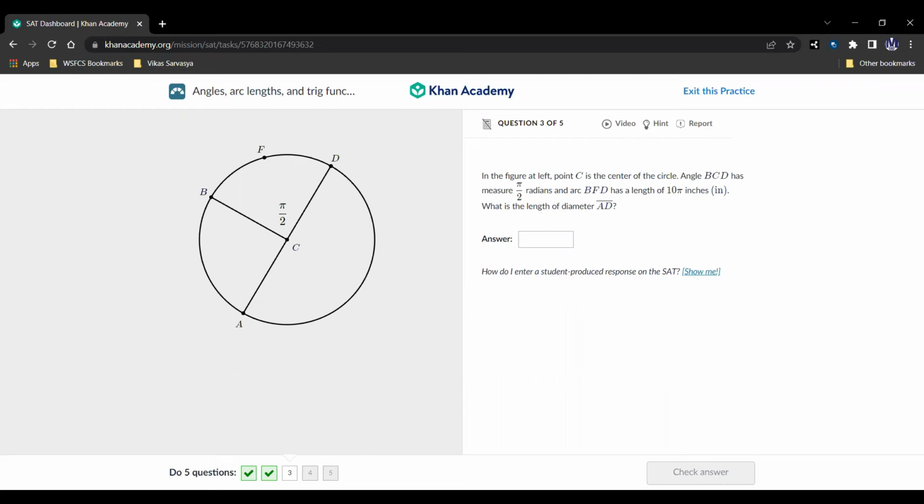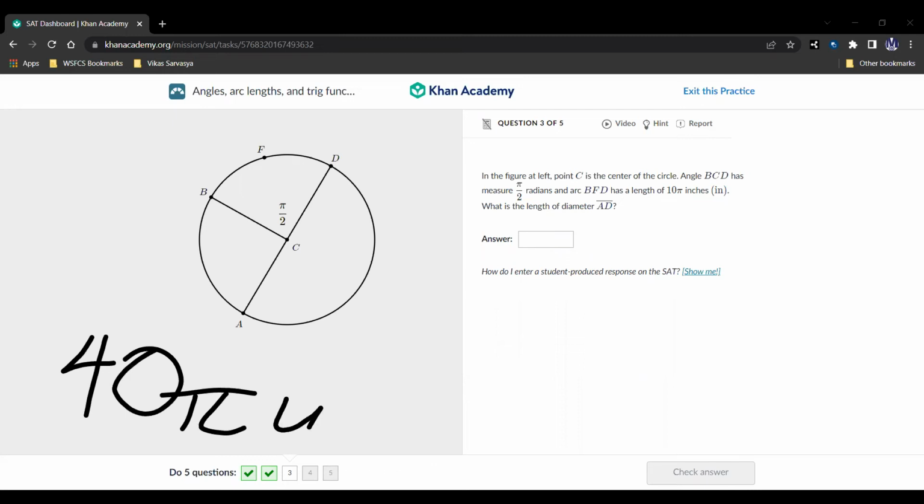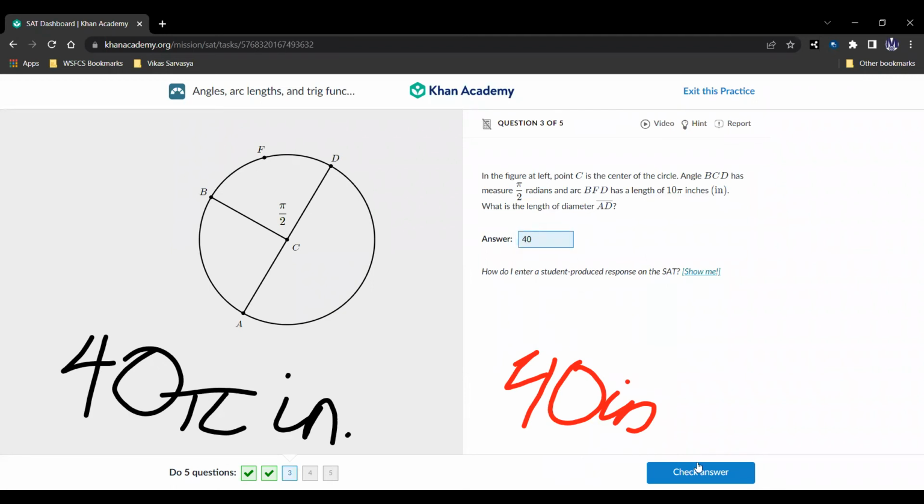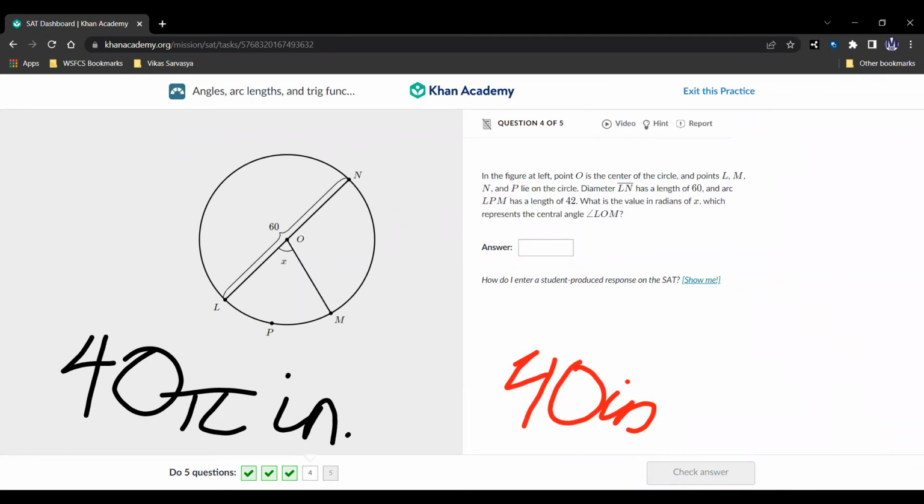Well, pi over 2 radians, and there are 2 pi radians in the whole circle, so pi over 2 is going to be a fourth of that. So since its arc has 10 pi inches, that's going to be a fourth of the circumference. So a fourth of the circumference is 10 pi inches, so the whole circumference is 40 pi inches. Which means that the length of the diameter, which is the circumference over pi, is going to be 40 inches. So our length of the diameter is 40 inches, and we can move on to the next question.